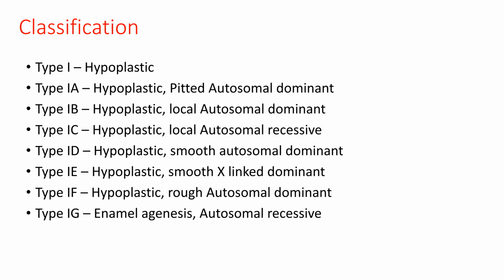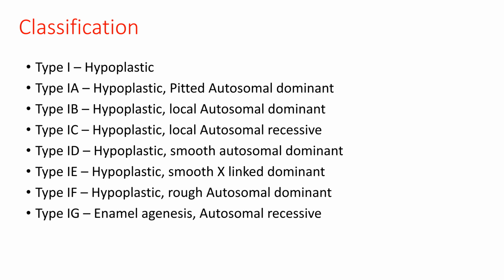Then coming to the classification of amelogenesis imperfecta. This is the classification according to Witkop in 1989. First is type 1, which is the hypoplastic variant. Type 1 is again classified into 1A, that is hypoplastic pitted autosomal dominant. Type 1B, which is hypoplastic local autosomal dominant. Type 1C, that is hypoplastic local autosomal recessive.